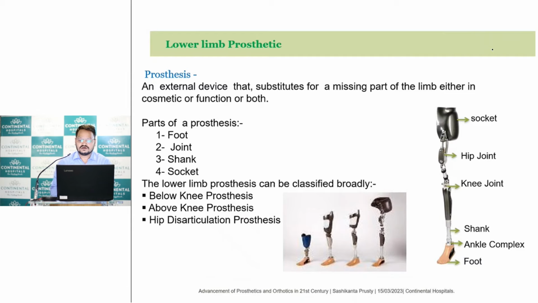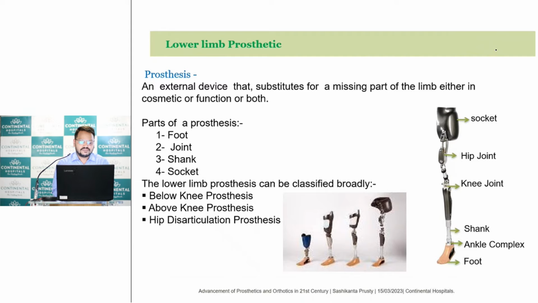Now coming to the lower limb prosthetics. Prosthesis is basically an external device that substitutes for a missing part of the limb, either in cosmesis or function or both. Parts of a prosthesis, as we see over here: foot, joint, stand, socket. The lower limb prosthesis can be classified broadly into below knee prosthesis, above knee prosthesis, and hip disarticulation prosthesis.